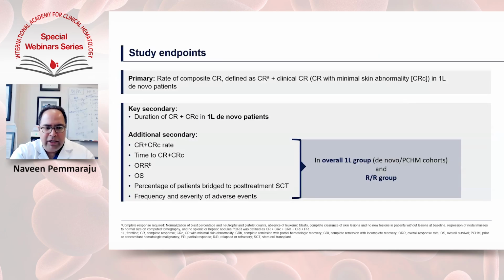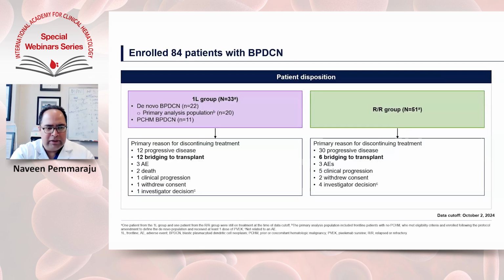Key endpoints are shown here, so I'll highlight the CR/CRc rate in the frontline de novo patients, and then ORR, OS, and bridge to transplant. So the take-home point of Cadenza: pivekimab, 84 patients, 33 of whom are frontline. Of those people, 20 make up the primary analysis population. Here's how they did, including 12 patients bridging to transplant, and the median age is 65 to 70 here, with 51 patients in the relapsed refractory setting.